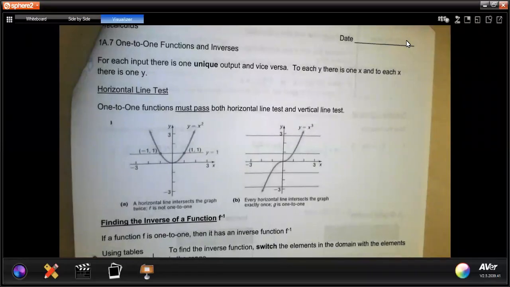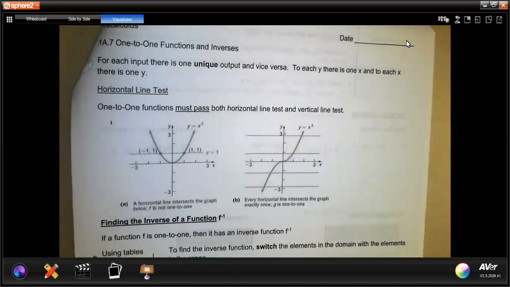Today we're going to talk about inverse functions. And we're going to start that by talking about one-to-one functions. In order for a function to be one-to-one, each input has to have one unique output and vice versa. So for each y, there is one x, and for each x, there is one y. That makes it a one-to-one function. We test that using the horizontal line test.